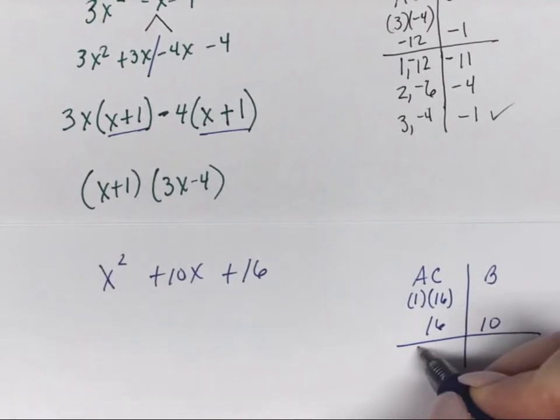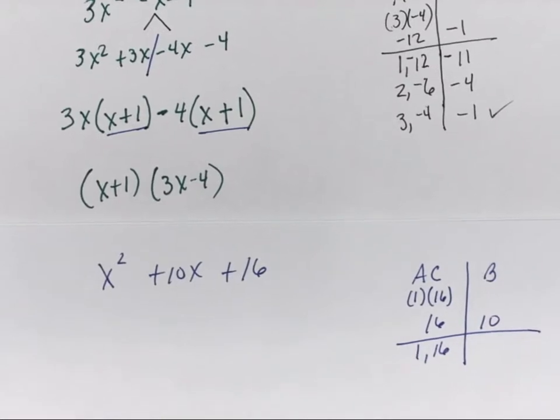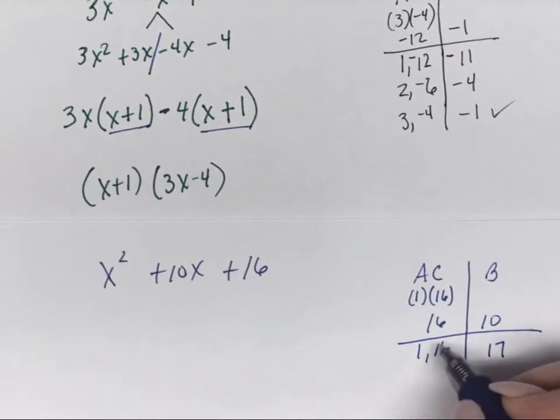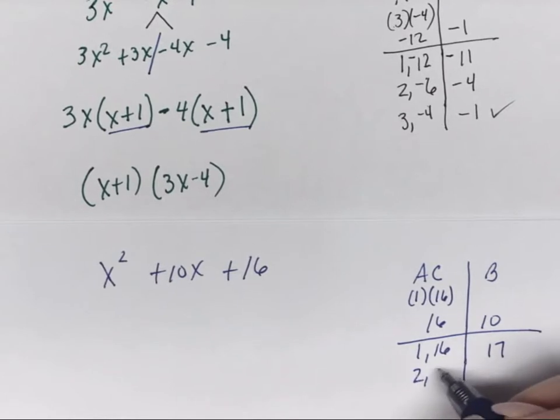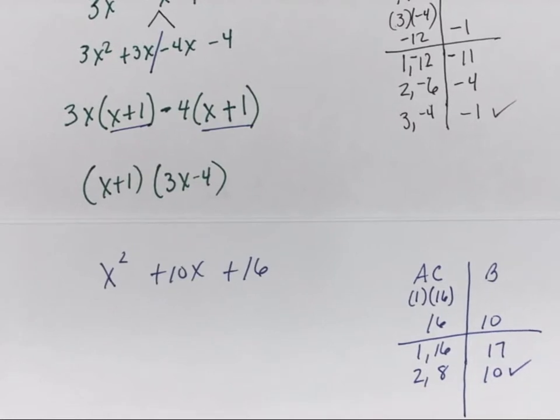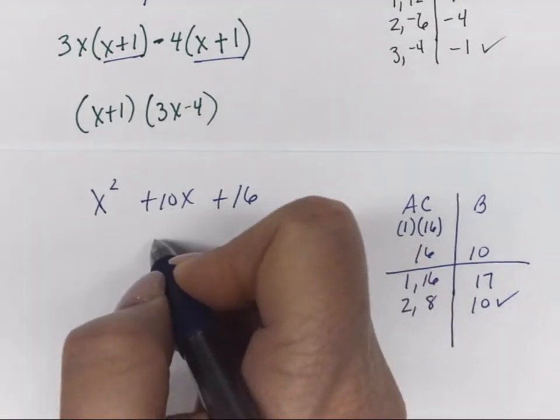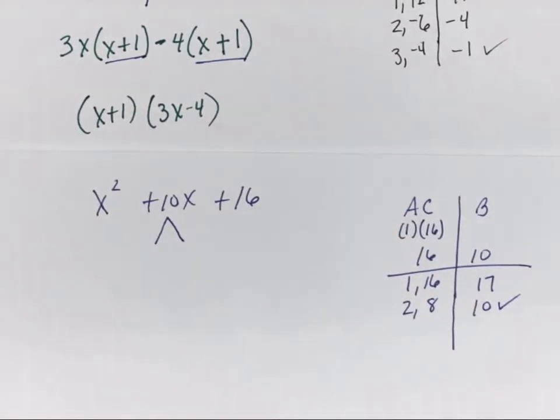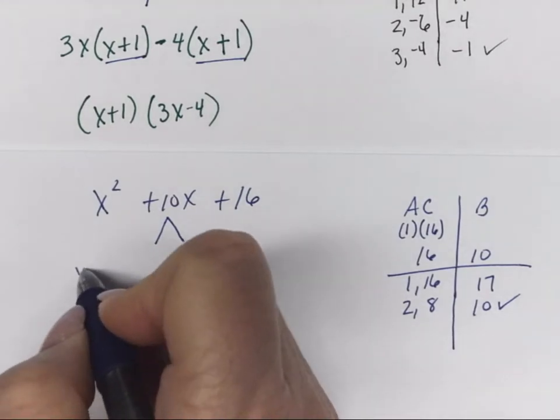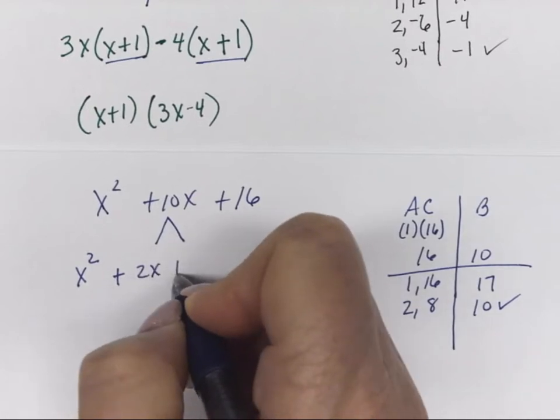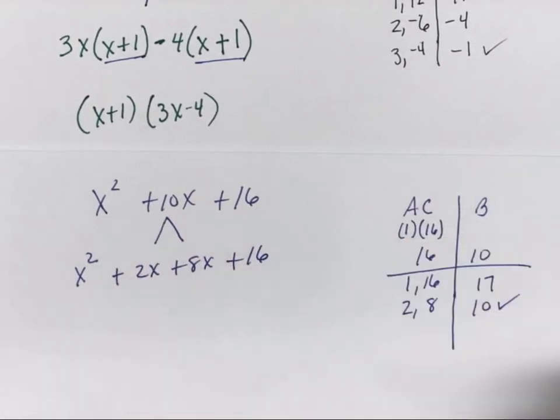All right, so start with 1 and 16. 1 times 16 is 16. When we add them, we get to 17. Not the number, but the signs are all positive, so we're good on that. 16 divides by 2. 2 times 8 is 16. Oh, when I add them, I get to the 10 I'm looking for. So now we're going to rewrite our number 10 as 2 and 8. So x squared plus 2x plus 8x plus 16.